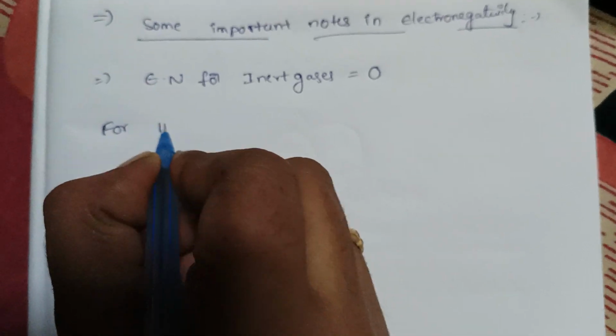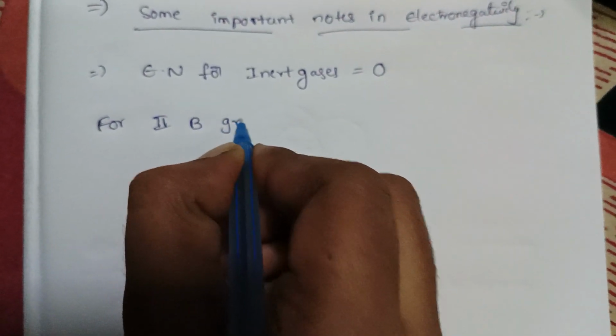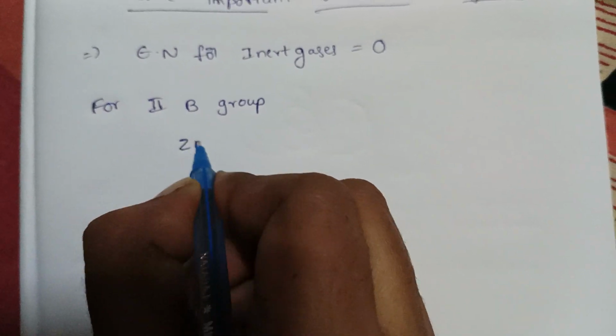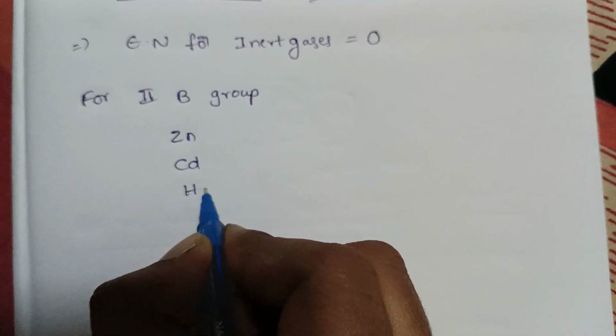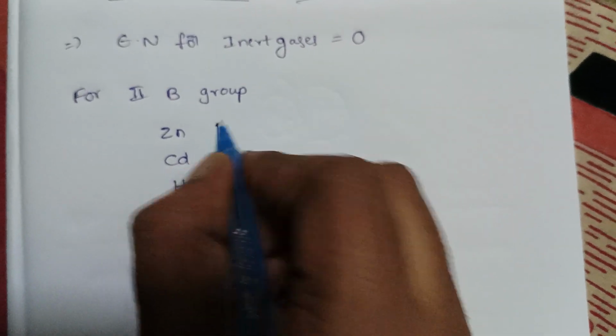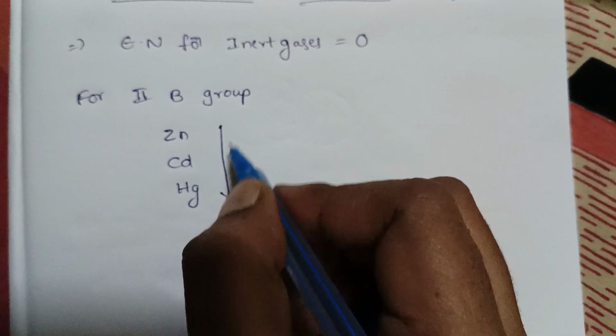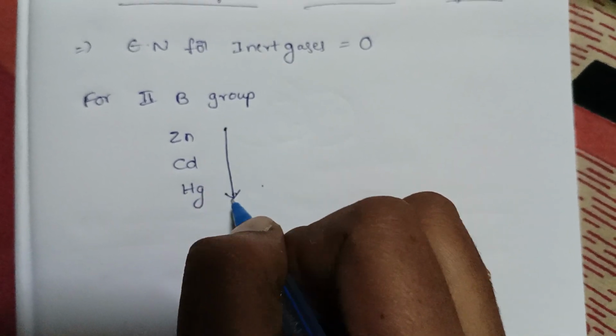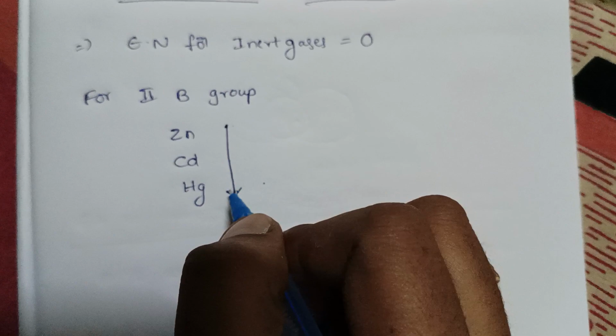For the second B group, zinc, cadmium, mercury, electronegativity increases from top to bottom. Actually, electronegativity normally decreases from top to bottom, right? But here it increases from top to bottom.